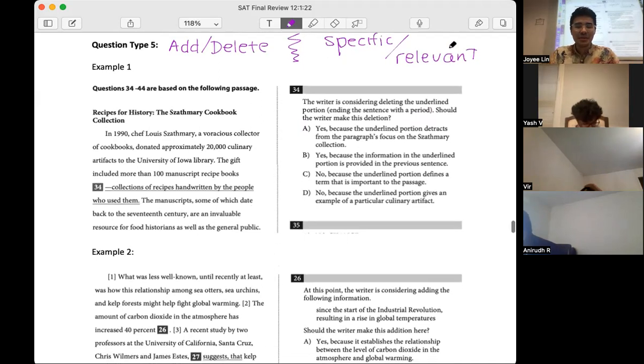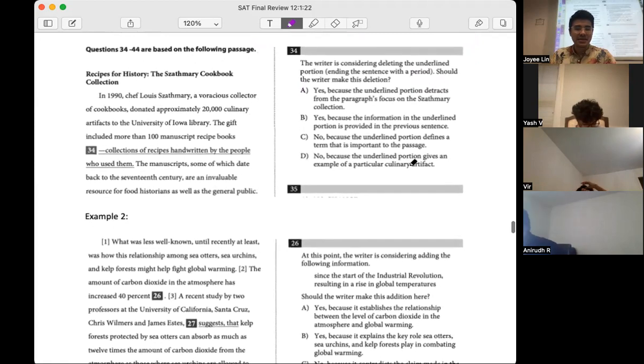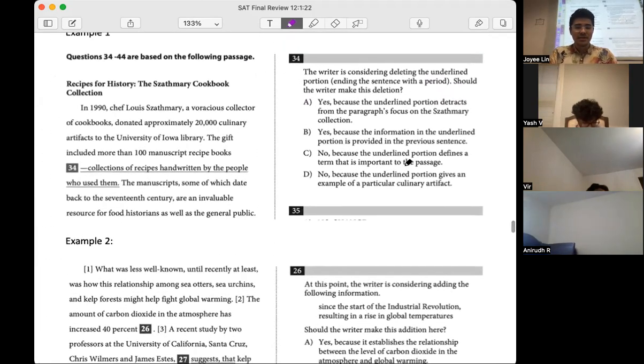Okay, so I put a couple questions here because most of you can get it right, but these two are the ones that people have missed statistically speaking. So don't miss this number 34. Tell me what you think. Should you keep it or delete it? You want to keep it if it's specific and relevant. It's related to the topic we're talking about. So do we delete it?